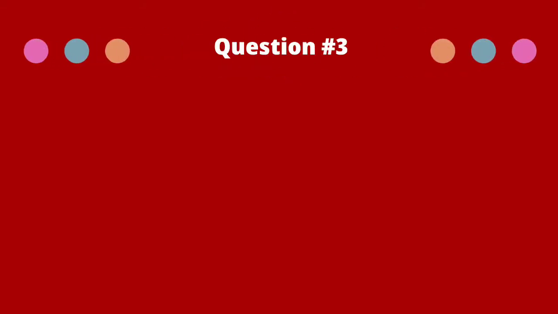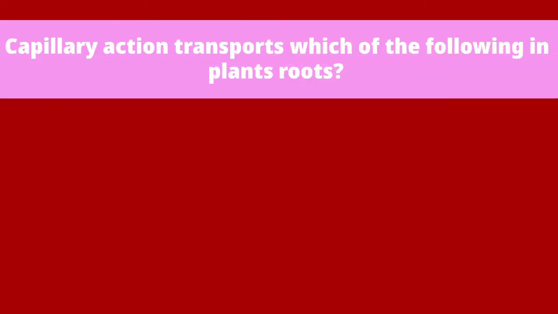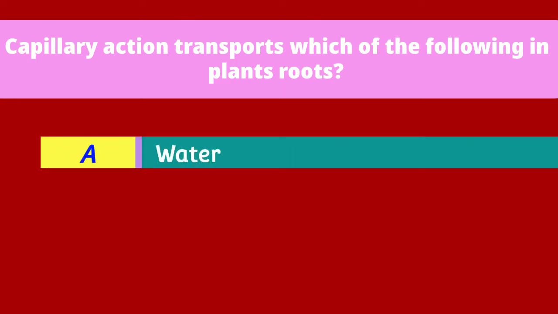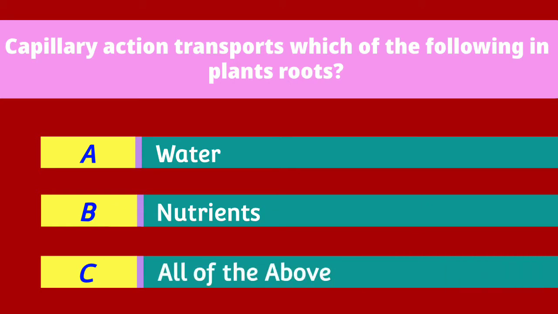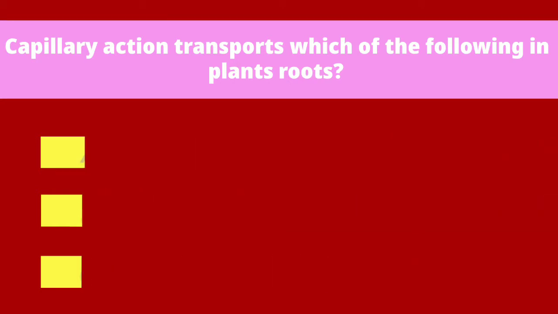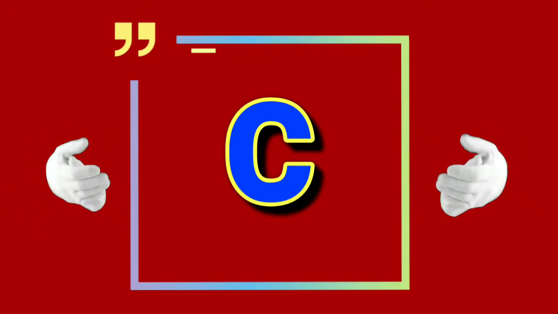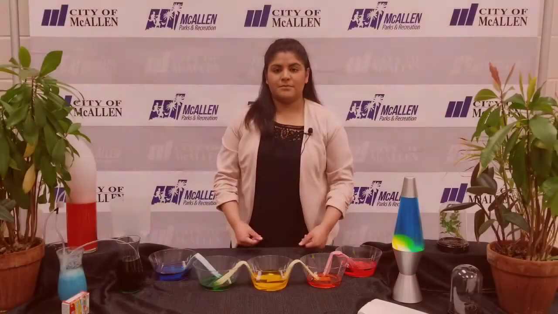Question number 3. Capillary action transports which of the following to plants' roots? A. Water, B. Nutrients, or C. All of the above? The correct answer is C, all of the above. Through capillary action, plants receive water and minerals it needs to grow healthy and strong.